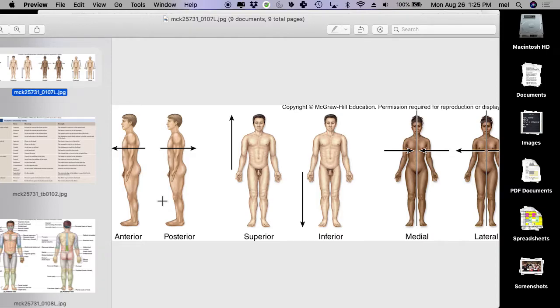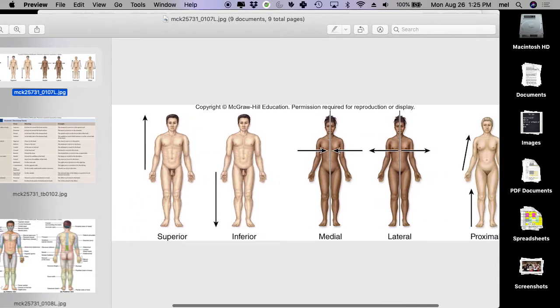Okay, so these structures are all consistent between me and every other mammal, right? Dorsal and ventral. And they're really, really commonly used. So get used to dorsal and ventral. Okay. All right.